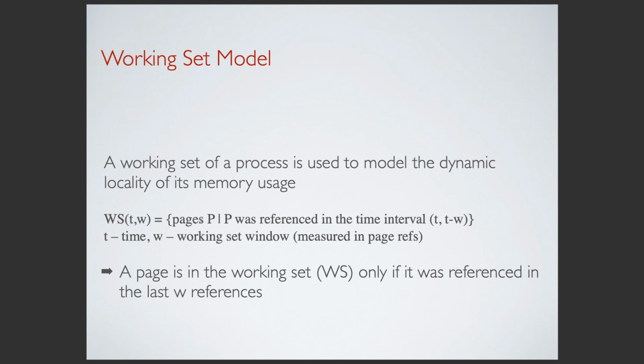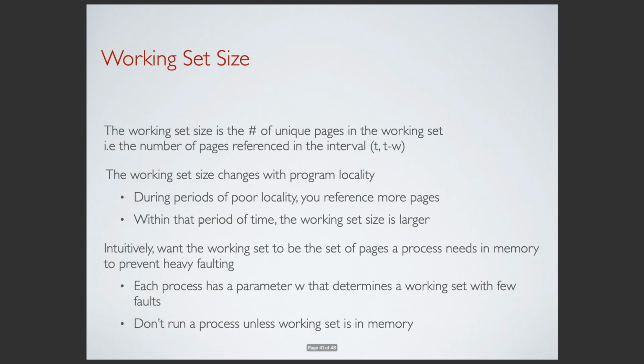So basically for every time interval, you're going to have a collection of pages. Now what you can do is count the number of pages. This is called the working set size. Here, you're going to count the number of unique pages in the working set for a given interval. And of course, during a period of poor locality, meaning the program needs a lot of pages.